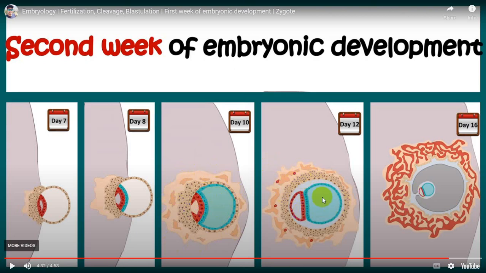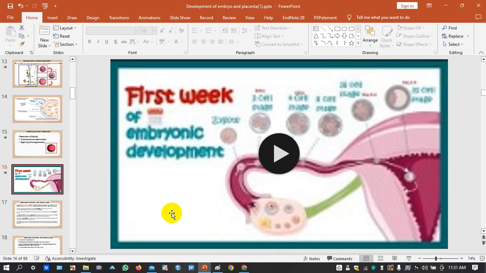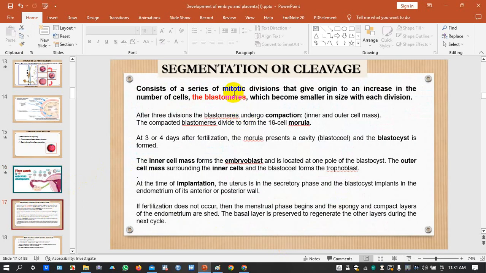After implanting in the uterus, you can see blood vessels. This is what we call the lacunar system. Blood vessels of the mother will be punctured, and when they are punctured, you get what we call the lacunar system, because the conceptus or the blastocyst has to be nourished. Let's continue the lecture. Segmentation or cleavage.